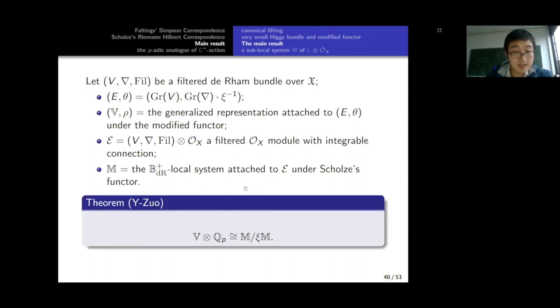Our main theorem says that the generalized representation coming from this modified functor coincides with the generalized representation from Scholze's functor, defined by this M modulo C. Okay, this is our main theorem, which means that this modified functor is compatible with Scholze's functor.